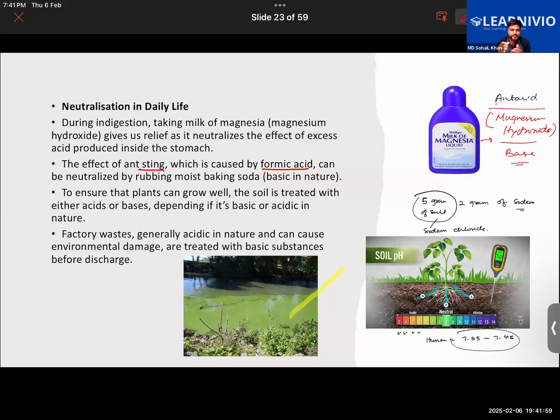Similarly, if we were to be stung by bees, the honey bees, the same thing can be done there also. Or bitten by a snake, God forbid that happens.